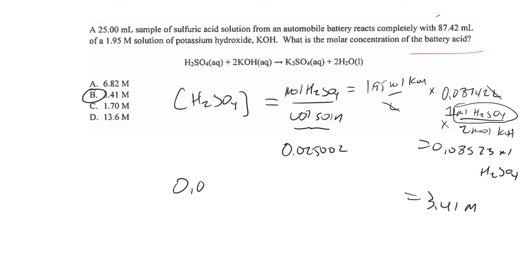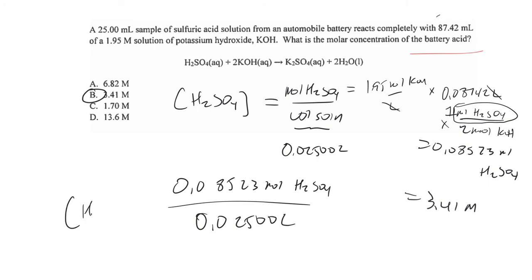That's doing the 0.08523 moles of H2SO4 that were initially present in the solution, and then dividing by 0.02500 liters. This is my concentration of H2SO4 before we start that titration. We do the titration to figure it out. That's the whole point of it.